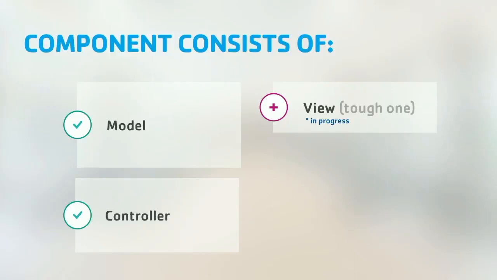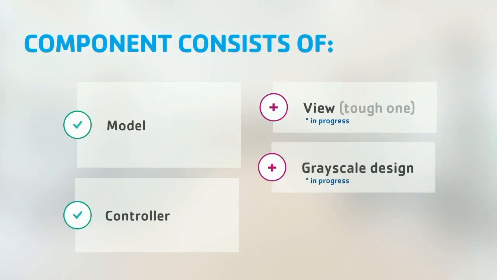And view in Drupal is a tough one because there is no easy way to move the view layer from the theme into components. There is no way to place a template in a component without custom code. So you should write a few functions or methods in order to provide a template from your model, for example for a node or for some specific field. And this is in progress. This is something that we are working on right now.